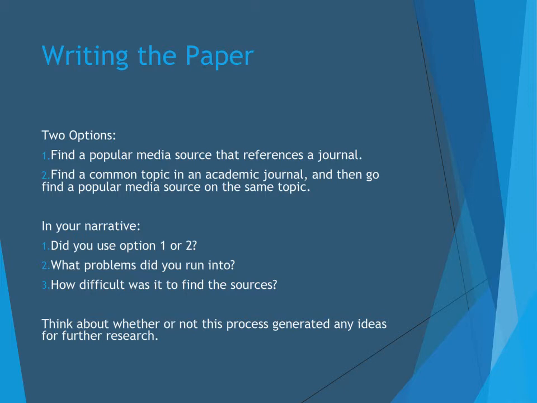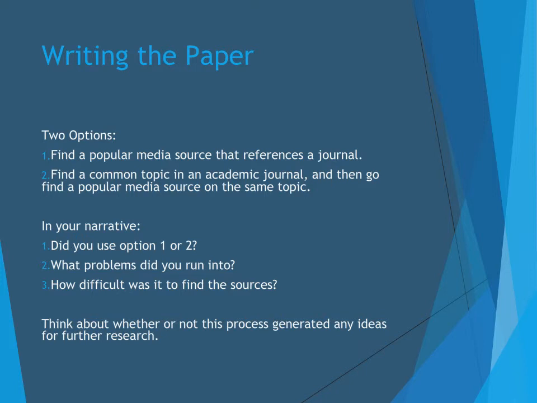Two, go in the opposite direction. Go to the Library Journal Finder and look up your chosen journal. Then, read through the article titles to find something that seems like it deals with a current or interesting topic. Then, search Google News for that topic. Your goal here is to find at least one popular press article that deals with the same topic as the academic journal.